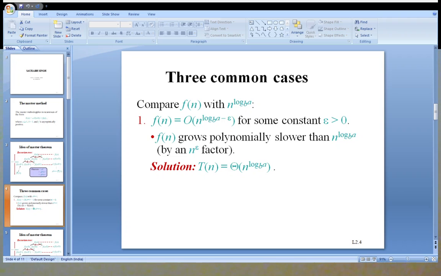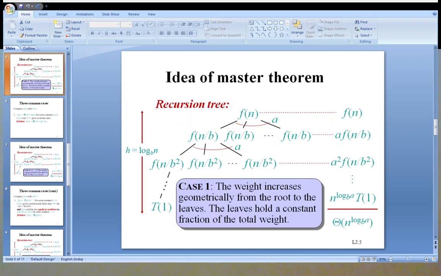If the problem comes under category 1, then T(n) is determined by the dominating term, that is n raised to the power log a base b, and the final complexity would be theta of n raised to the power log a base b. We can say that the complexity would be equal to the number of leaves, how many problems you are dividing. In case 1, the weight increases geometrically from the root to the leaves, and the leaves hold a constant fraction of the total weight.